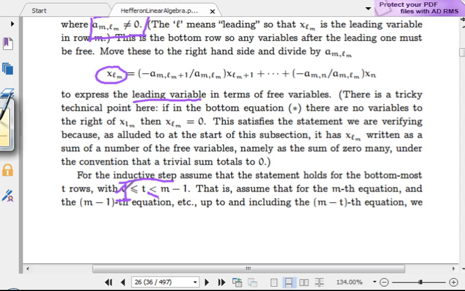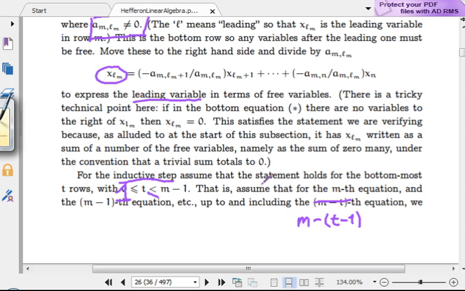Okay, so we've already shown it for the bottommost one row, and let's assume that we've shown it for a certain number of bottommost rows, where the bottommost row could be 1, could be 2, all the way up to m minus 1. So more explicitly, assume for the m equation and the m minus 1th equation, up to and including this, instead of this, this should be m minus t minus 1. Because the bottom equation is the m minus 0 equation, second from bottom equation is the m minus 1 equation, and so on. Right.